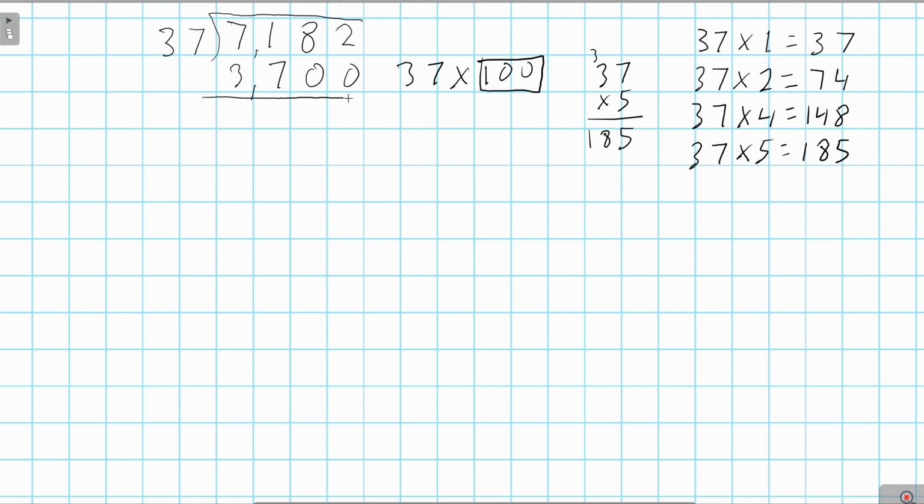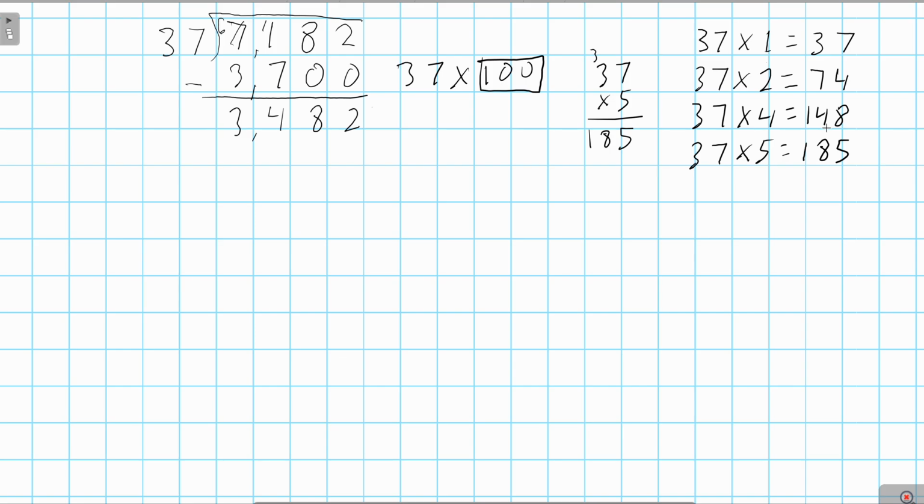Okay, so let me go ahead and subtract that. So 2 minus 0 is 2. 8 minus 0 is 8. 1 minus 7, I can't do that, so I'm going to go ahead and borrow from here. This is a 6. This becomes 11. So 11 minus 7 is going to be 4, and 6 minus 3 is going to be 3. So we have 3,482.